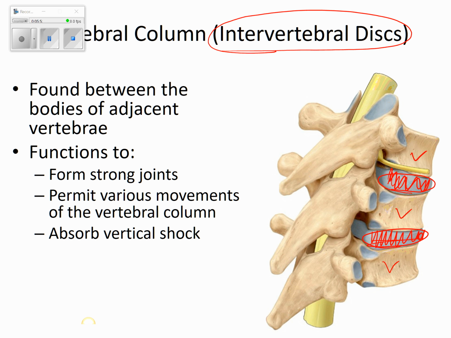So what they do, or how they function, is they form strong joints. They're going to permit various movements of the vertebral column. They're going to also help absorb vertical shock. So the intervertebral discs have an outer lining that is made up of fibrocartilage. The inner lining is composed of what they call nucleus pulposus. And when that nucleus pulposus oozes out, it's called a herniated or a slipped disc.